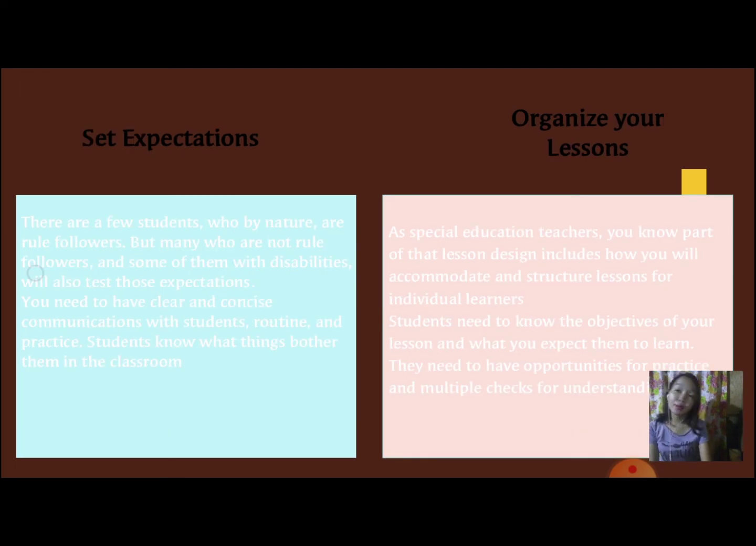While in setting expectations, there are a few students who are by nature rule followers, but many who are not rule followers, and some of them with these abilities will also test those expectations. You need to have clear and concise communication with students, routines, and practice. Students know that things bother them in the classroom.